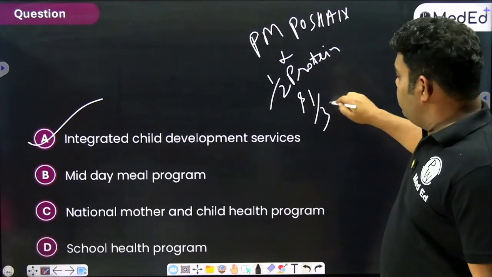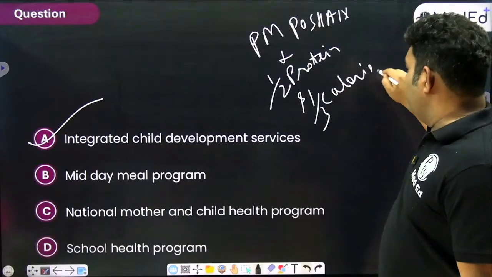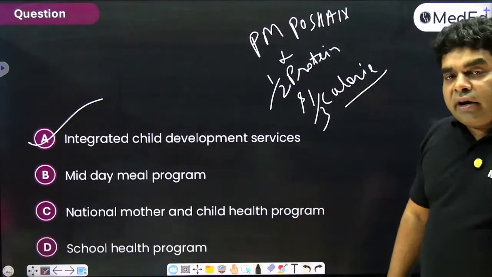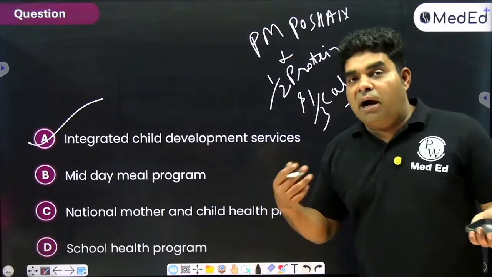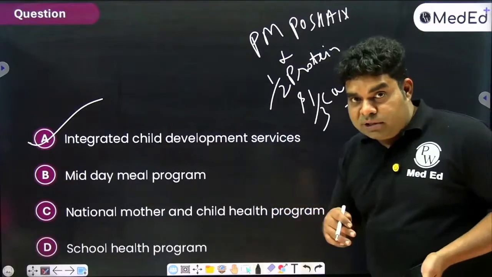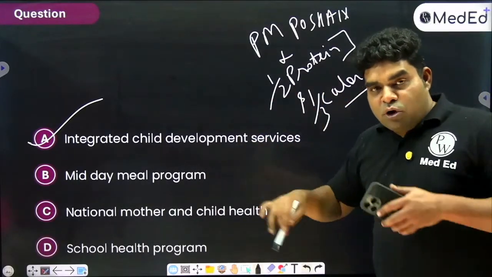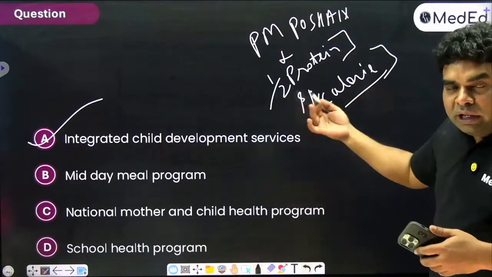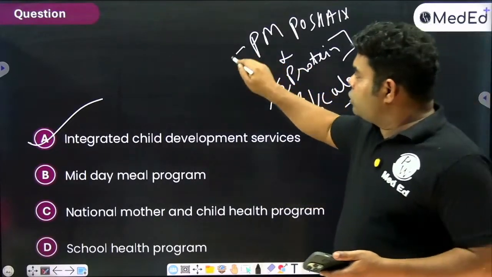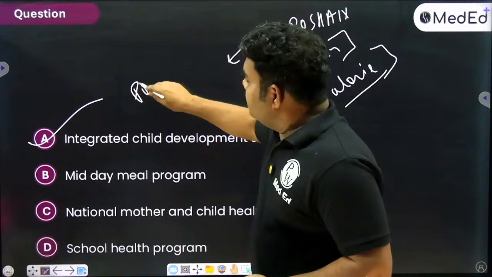Why more protein? Because I hope many of you know the reality of India. Female and children are usually eating rice in the rural part. They are not taking much protein source. So we give more protein, less calorie. Okay, more protein, less calorie. Half protein, 1/3 calorie.